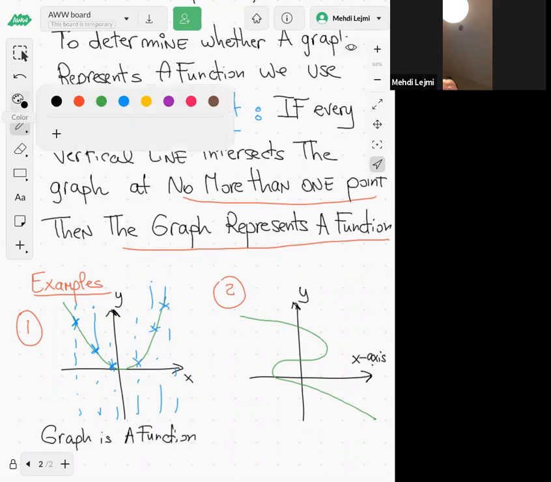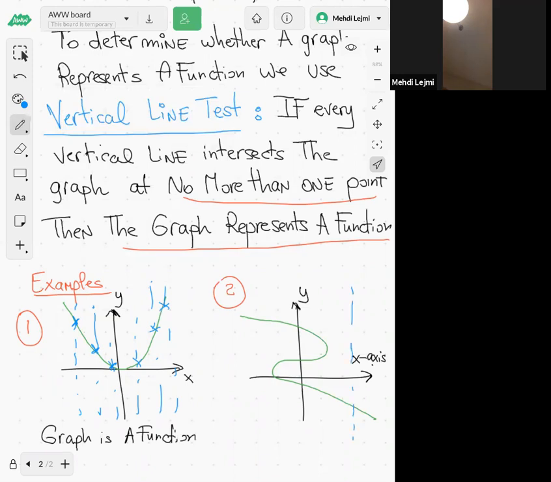Number 2, well, if you take this vertical line here, it's okay, it intersects the graph at one point. But if you take a vertical line in the middle, somewhere here, it's going to intersect the graph at 3 points. Of course, 3 points is more than 1 point, right? If you have just one vertical line which intersects the graph at more than 1 point, then it's not a function.